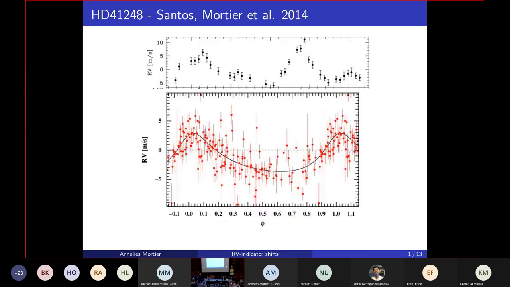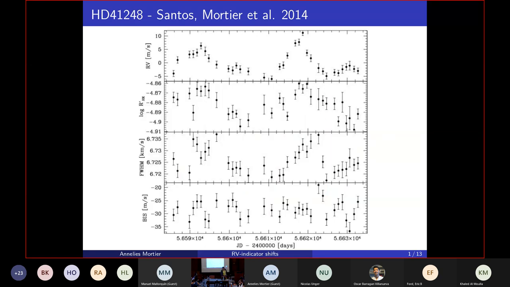The first time I became aware of this phase shift was with Nuno Santos, my PhD supervisor, when we were analyzing HD41248, a star in our sample, and another group had used our public data and published a planet at 25 days. And yes, it does phase fold quite nicely on 25 days. In one particular time series that we had, you could quite obviously see that the signal was there.